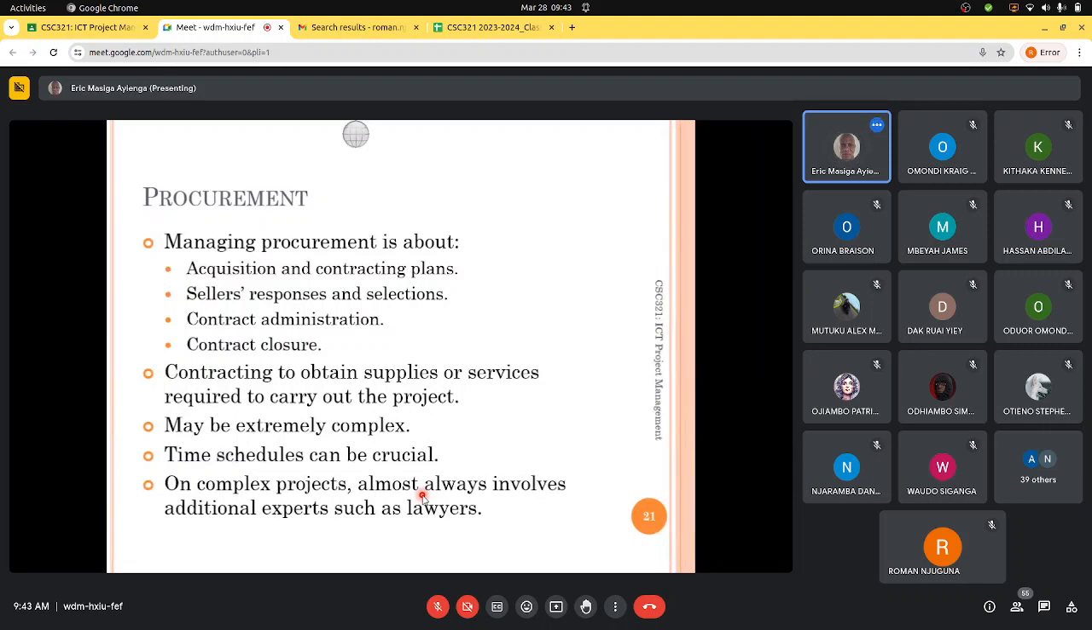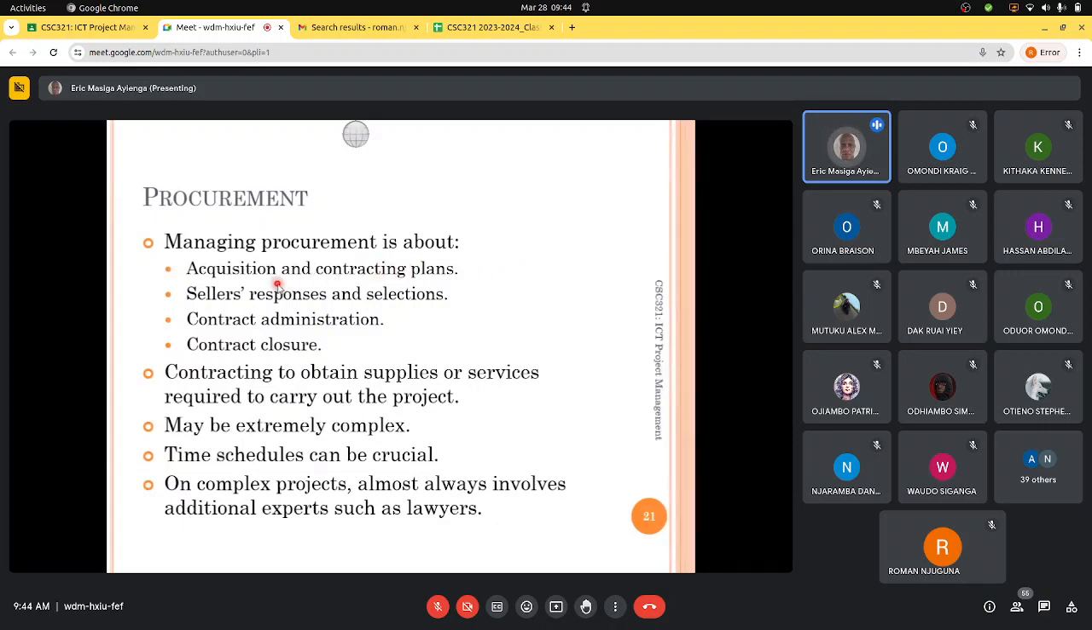Then under the PMBOK, there's also a body of knowledge known as procurement. So managing procurement, in other words, there are things which are needed for the project. How do you get them? What are they? How are they costing? Are you going to advertise for tenders? Are you going to single source, or are you going to outsource, or what are you going to do?